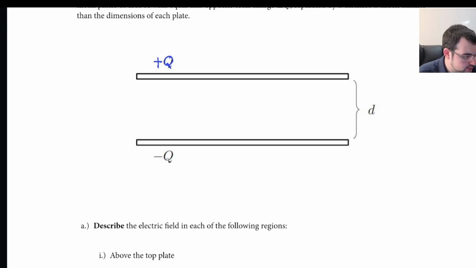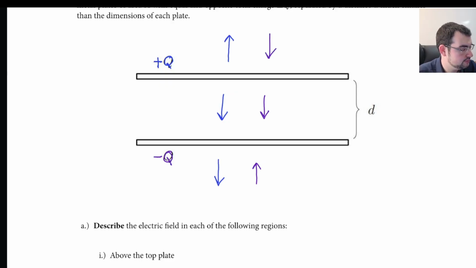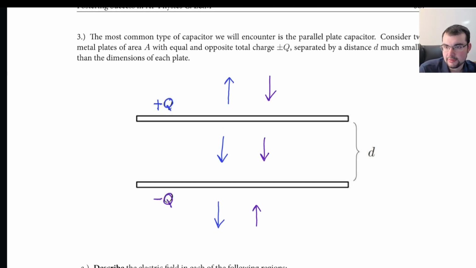So first, again, using our sources and sinks rule, we know that the field from the positive plate is going to point directly away from the positive plate at all points. And of course, because of the sink rule, we know that the field is always going to point towards the negative plate. So since this field is uniform, we know all of these vectors are going to be the same length.